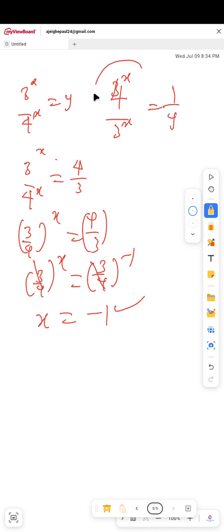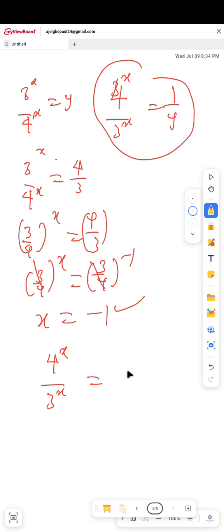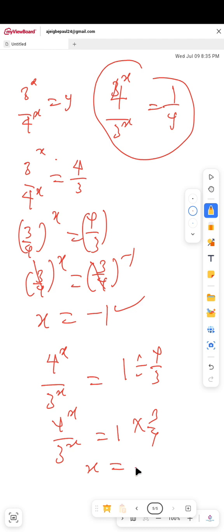Then here also, if you solve that, so that will be 4 raised to the power of x over 3 raised to the power of x is equal to 1 divided by 4 over 3. So that will be 4 raised to the power of x over 3 raised to the power of x is equal to 1 times 3 over 4. So here also we get x is equal to negative 1. Okay, so the two values of x.